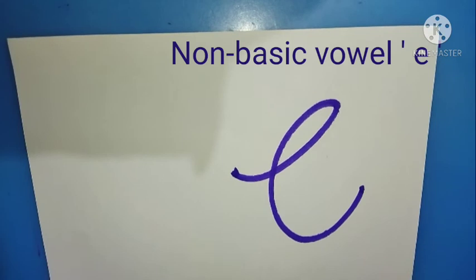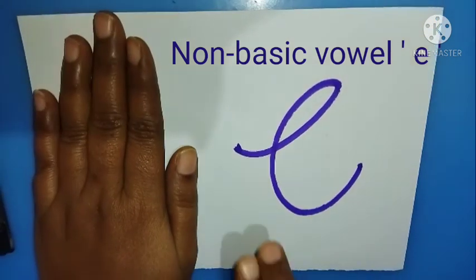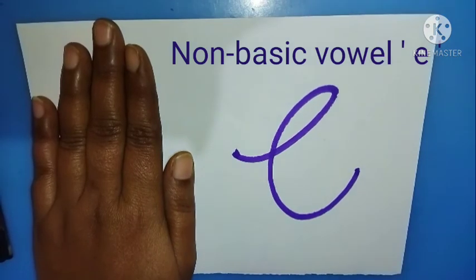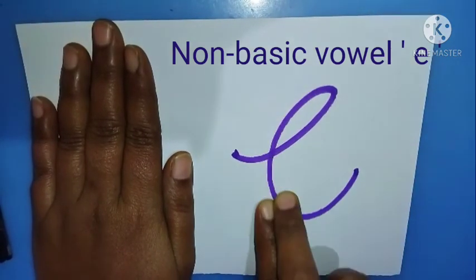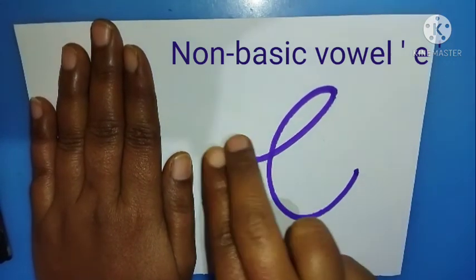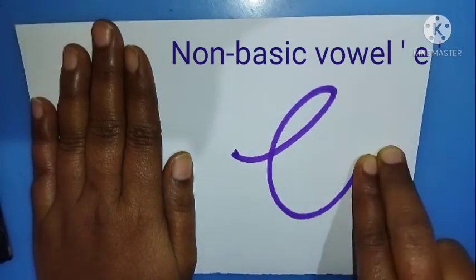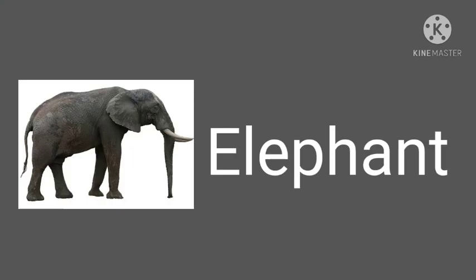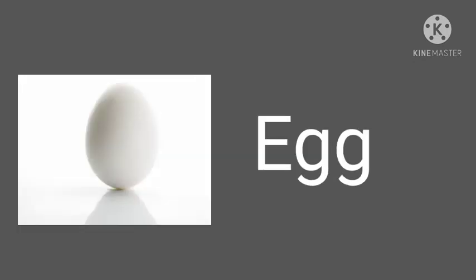The next letter is E. The non-basic vowel E. We have not introduced it while we were introducing the basic vowels. Now we are going to introduce the letter E. The sound is A, as in egg. Start giving the words. Elephant. When I say elephant, do you listen to the sound A? When I say egg, egg, do you listen to the sound A in egg?